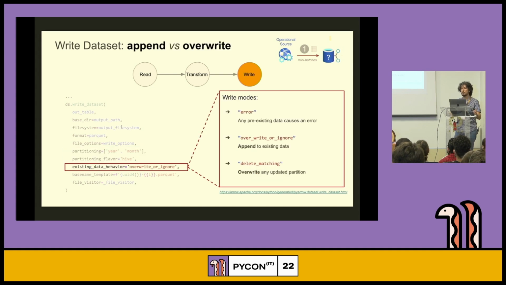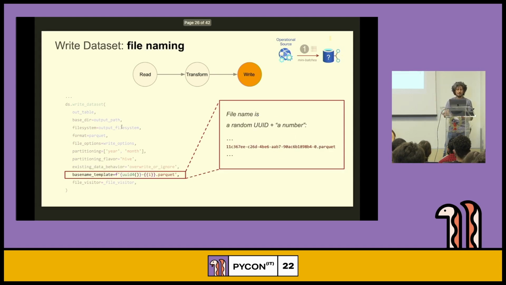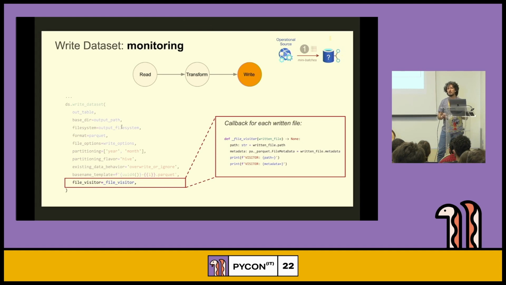Then you have write option. You can choose to append or overwrite files in the same partition. In this case, we want to append a new file every time a new mini batch arrives. Then we choose the file name, and usually we use this trick of UUID to generate random file names. We have a callback. So when we save a large dataset, we can monitor each file. The callback is called every time a new file is saved, so you can monitor the progress.